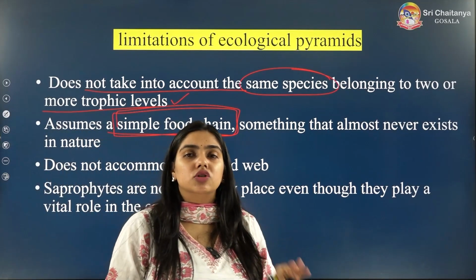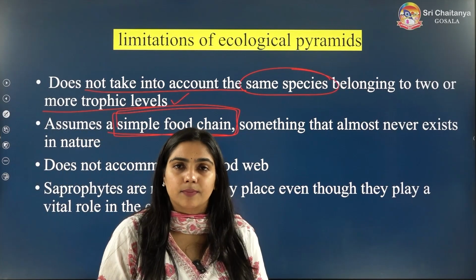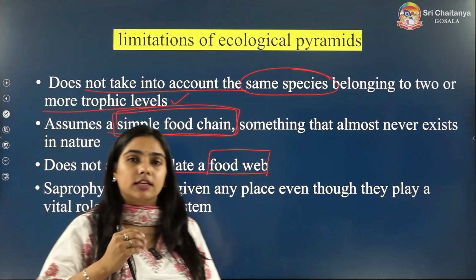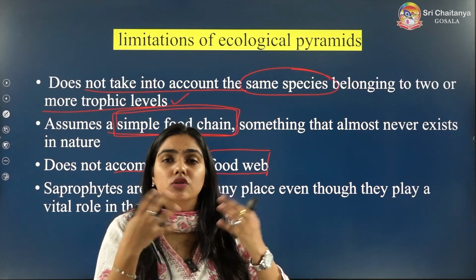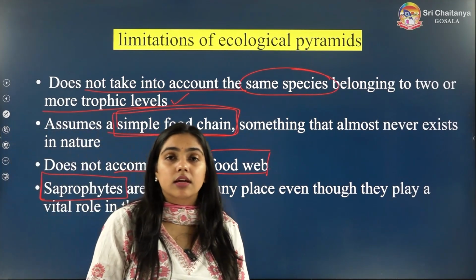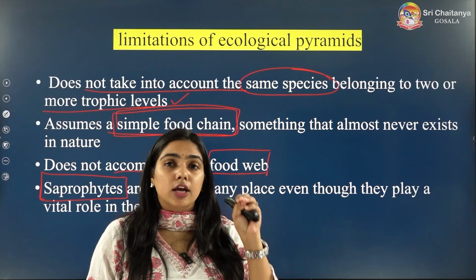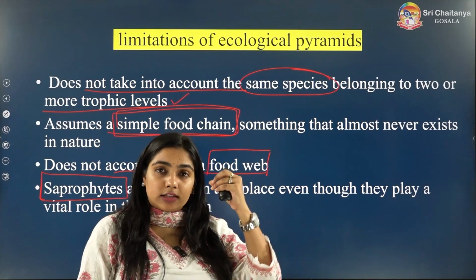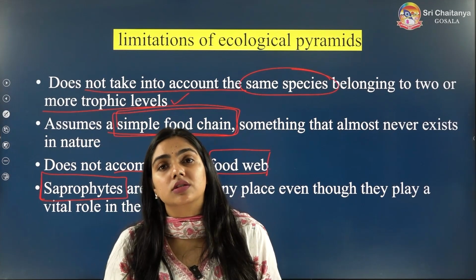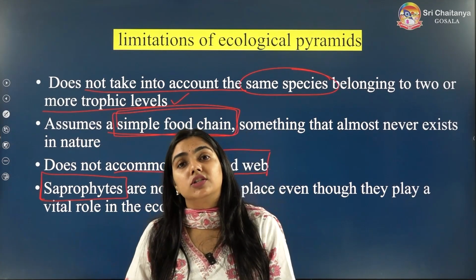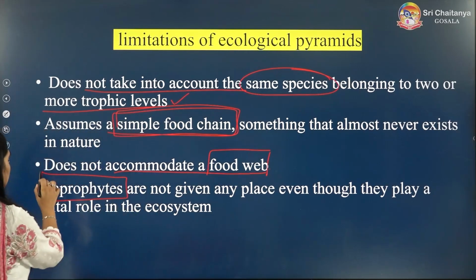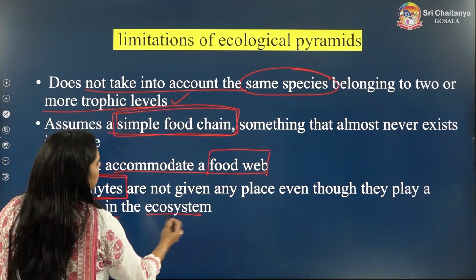In nature, a simple food chain does not exist. Only food webs exist. Next, it does not accommodate a food web. It is just considering a food chain, which does not exist, and it is not considering the food web. And the last one is saprotrophs. Saprotrophs are decomposers. They are not given any place in the ecological pyramids. But you know that the saprotrophs play a vital role in the process of decomposition. Even in the terrestrial ecosystem, I have told you that the major channel for energy transfer is the detritus food chain, not the grazing food chain, right? So saprotrophs are not included, even though they are playing a vital role in the ecosystem.